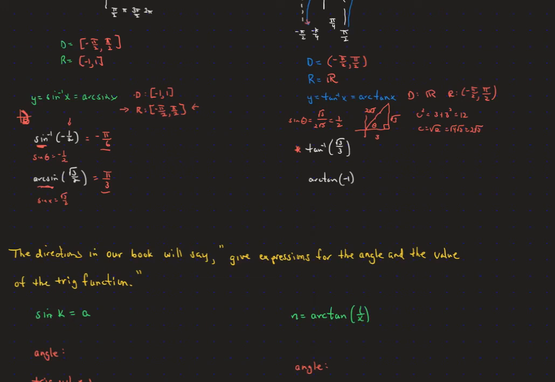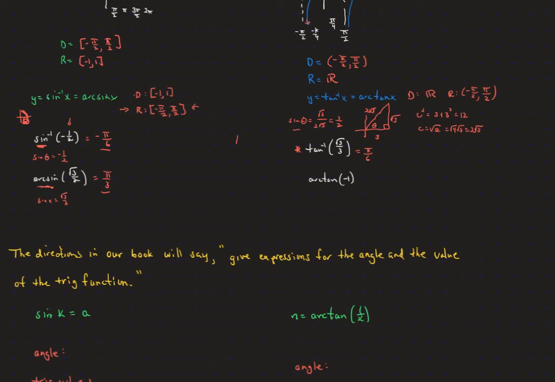So now I have turned this inverse tangent, which is tough. What's the angle whose tangent is square root of 3 over 3? I've turned that into an inverse sine. What's the angle whose sine is 1/2? I'm more comfortable with that. The angle whose sine is 1/2 is going to be pi over 6. And so that's going to be our inverse tangent.